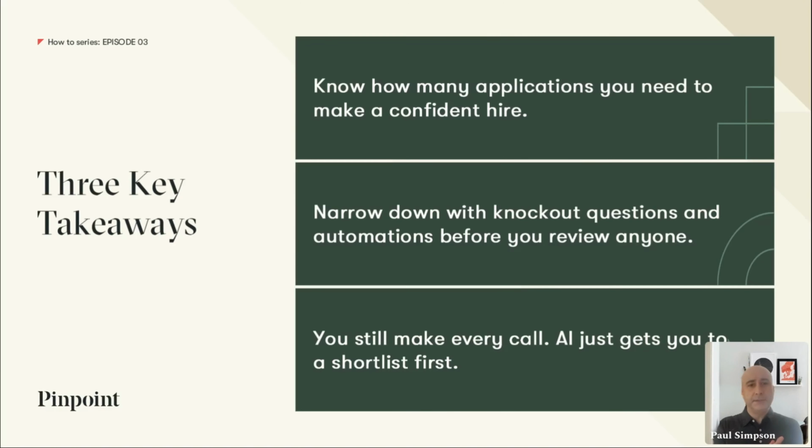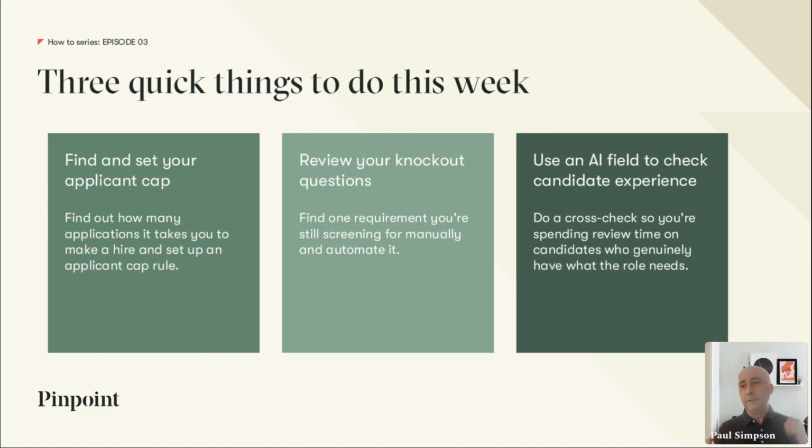Let's close this out with 3 things that I recommend you try this week. First, find and set your applicant cap. Go ahead and open up Hiring Copilot when you can. Ask it to pull your applicant-to-hire ratio from a recent role. Once you have that number, set up a simple automation so the job closes itself when it hits that number. That one step takes the guesswork out before applications even start coming in.